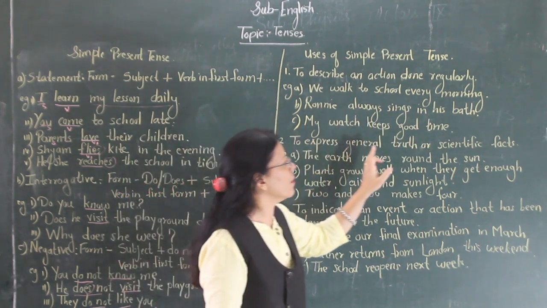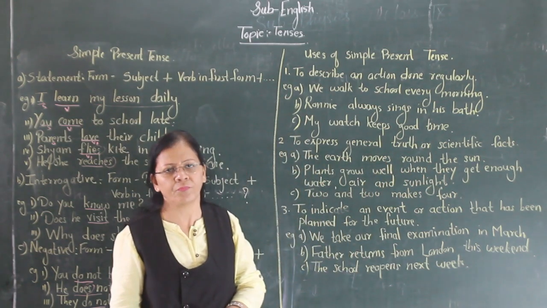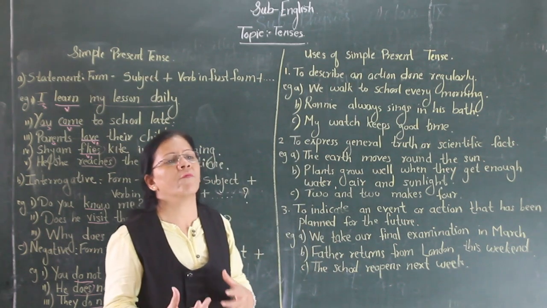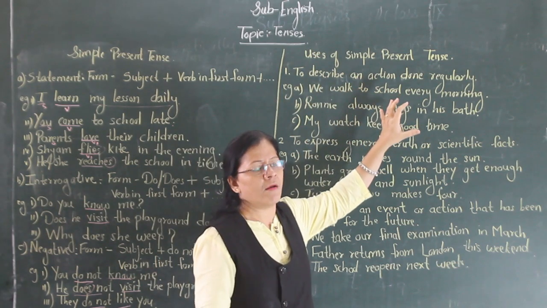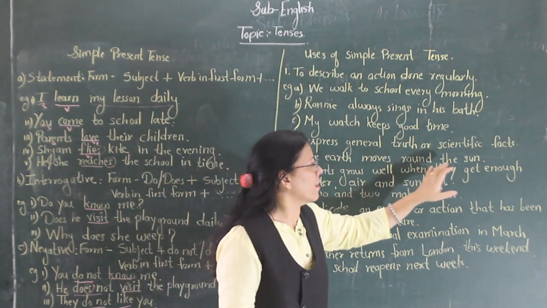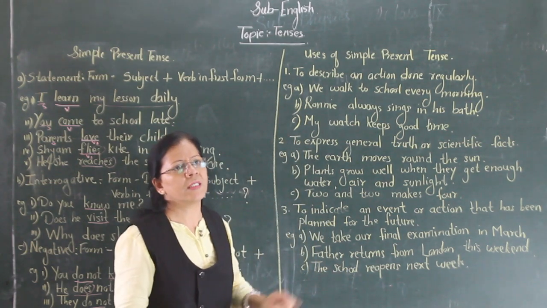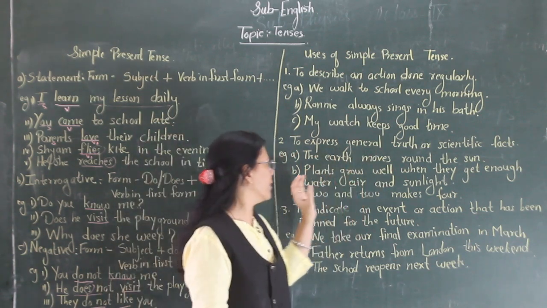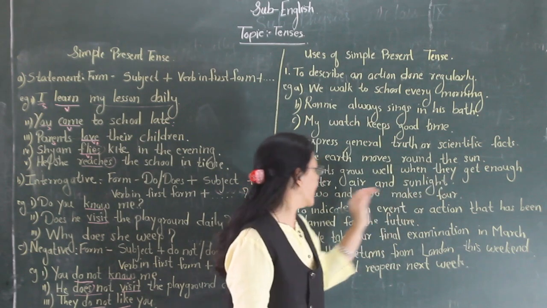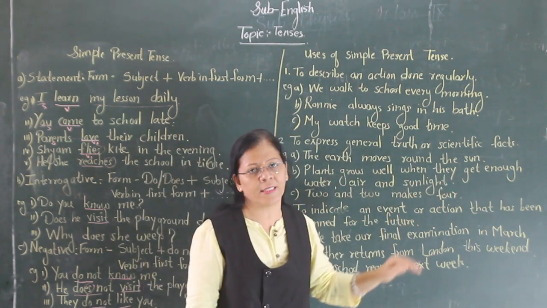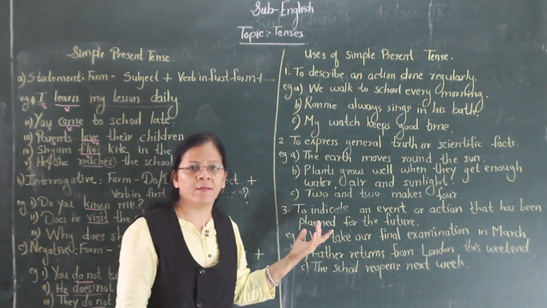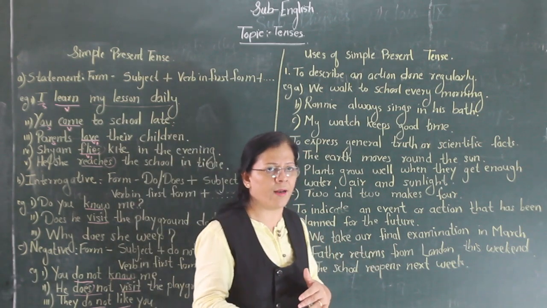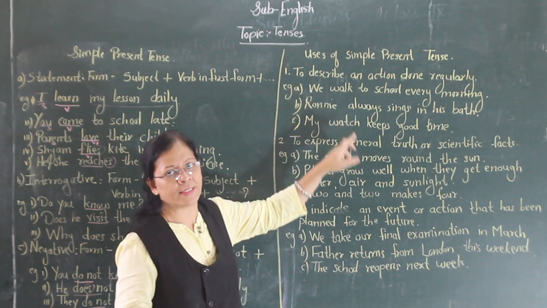Now the second use is to express a general truth or scientific fact. So whenever we talk about any general truth or any scientific fact, we use simple present tense. For example, the earth moves round the sun. Now this is a truth or this is a fact, isn't it? So we use simple present tense. Next, plants grow well when they get enough water, air and sunlight. It is a scientific fact that whenever the plant gets enough water, air and sunlight, they grow well. So we use simple present tense.